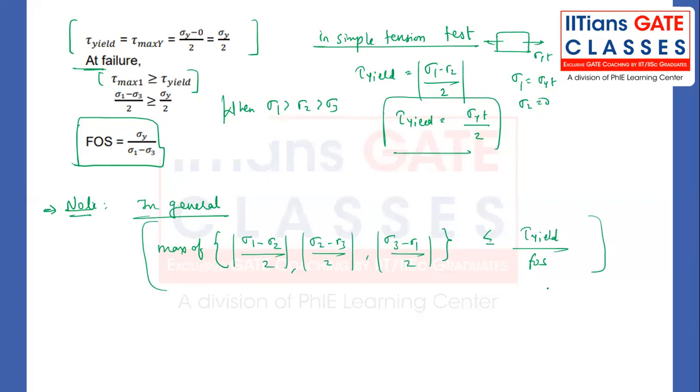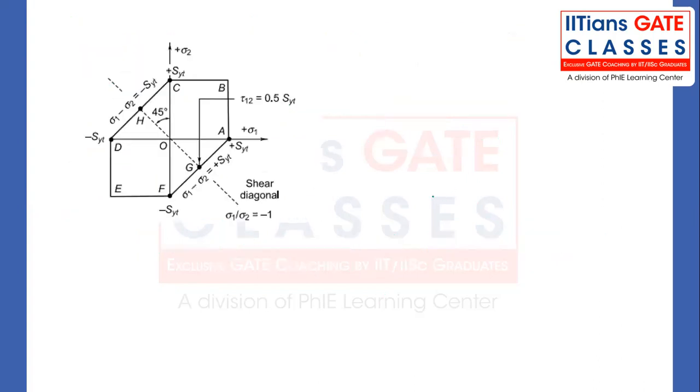Our discussion is valid when sigma 1 is more than sigma 2, more than sigma 3, but that is not always the case. I told you, right? So this will be the statement of the maximum shear stress theory, my dear friend, right? And this is a failure region. This is what we have, the safety region.